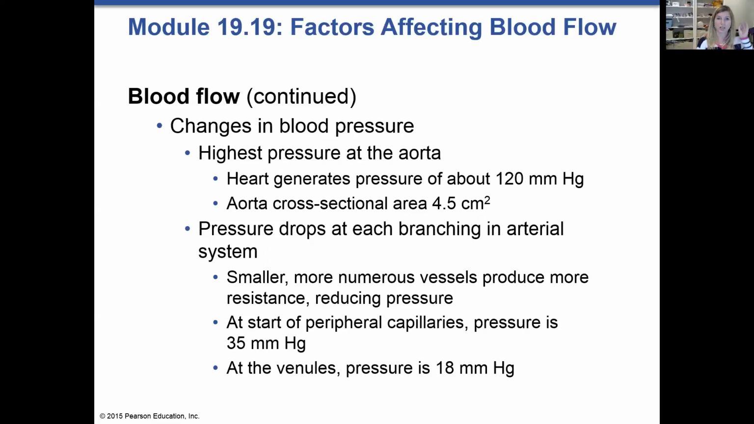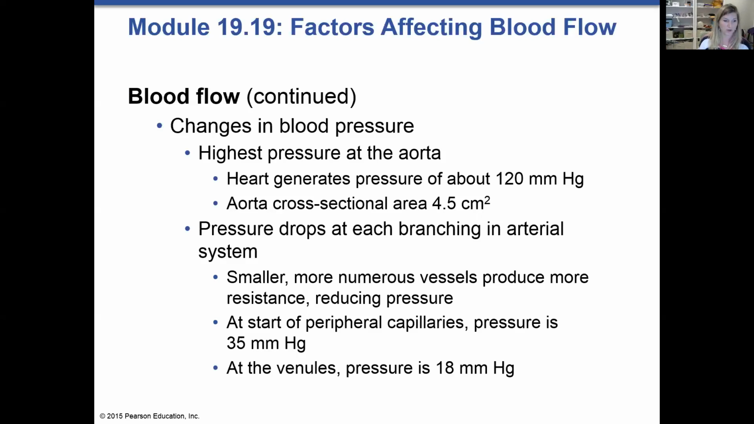Changes in blood pressure: it is highest at the aorta, where the heart is generating around 120 millimeters of mercury of pressure, and then the pressure drops as the arteries branch from that. So the smaller, more numerous vessels are producing more resistance, which is reducing the pressure because it's reducing the flow. Decreased flow, decreased pressure, right?